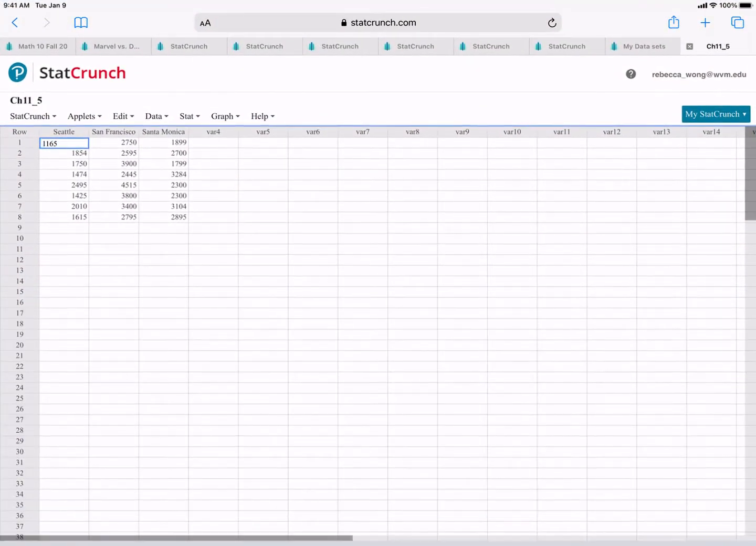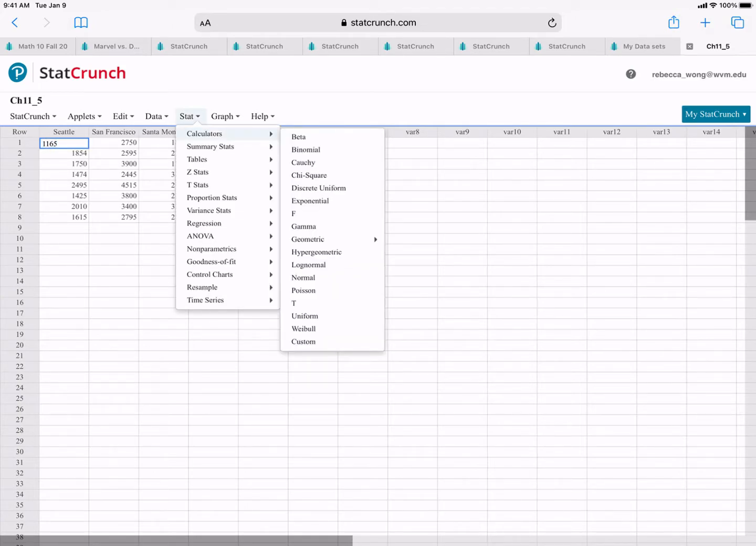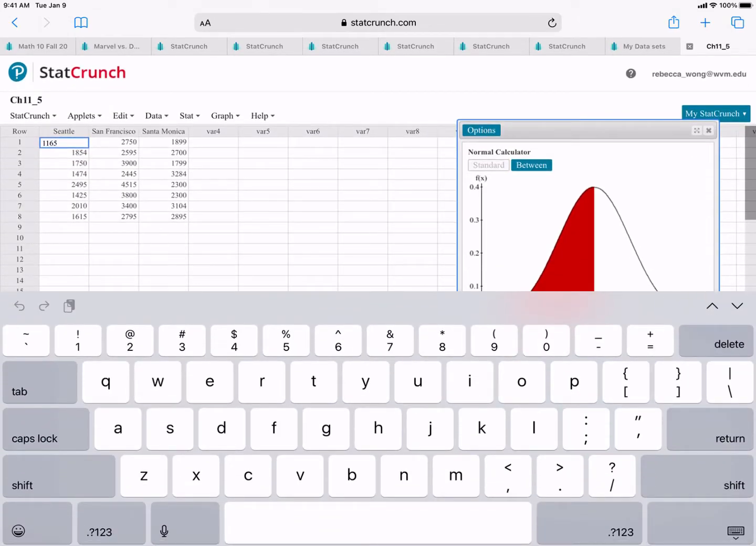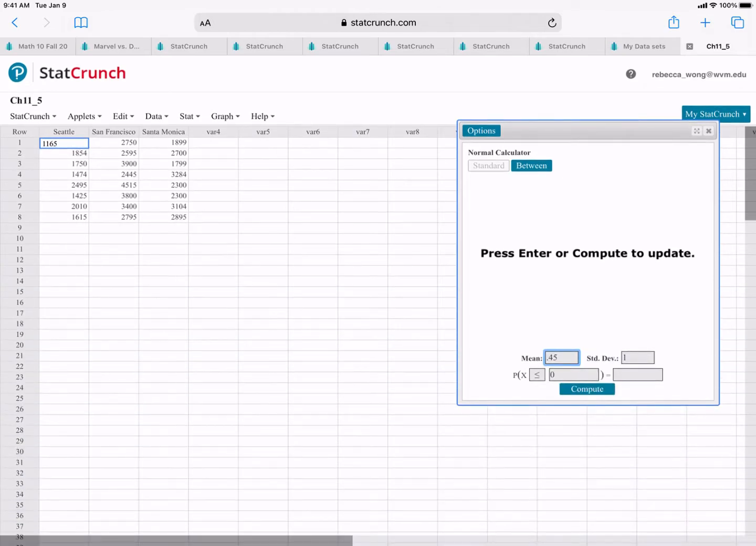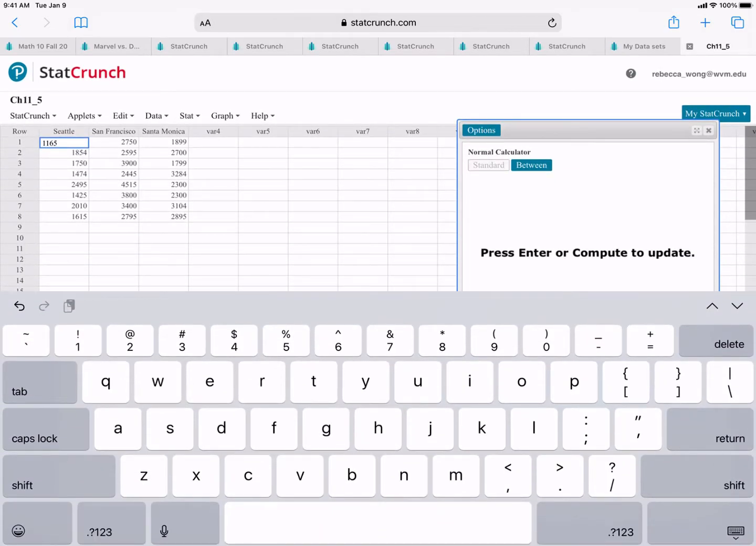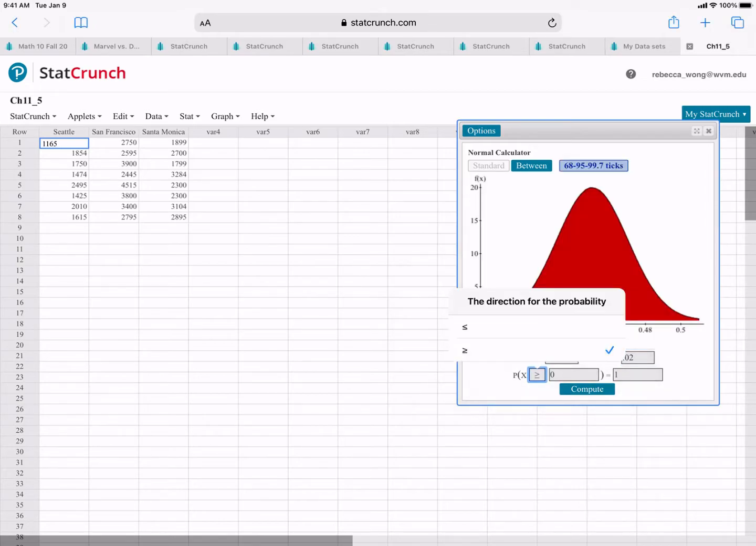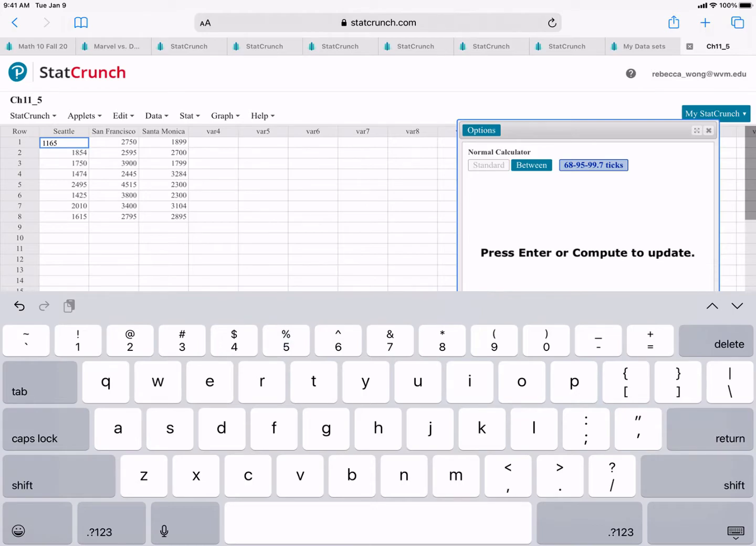So again, we're going to pull up our normal calculator. So stat calculator, we want our normal calculator. We have a distribution whose mean is 0.45 and whose standard deviation is 0.02. And we want the probability that we are greater than, so we're going to change this to a greater than sign, and we want greater than 0.50.